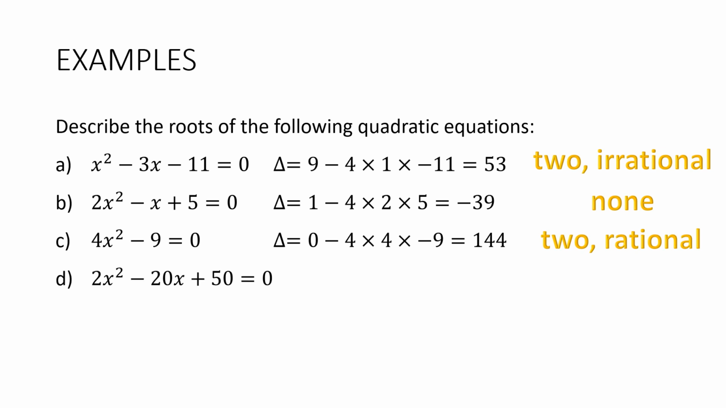And then finally this one, the discriminant is equal to 0, which means we wipe out the plus minus term and the square root. So there's one solution here, and because there's no square root, it also has to be rational.